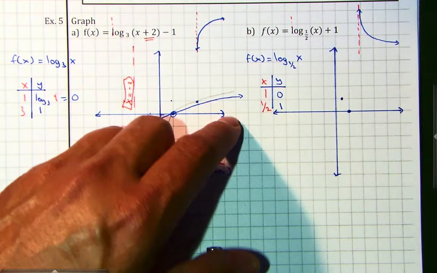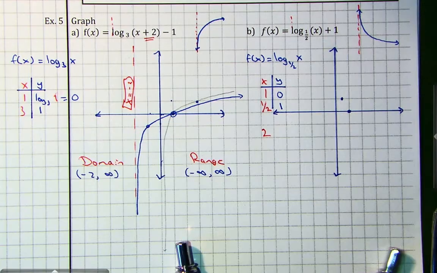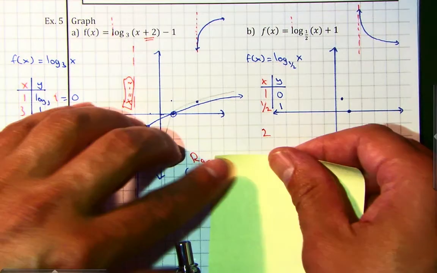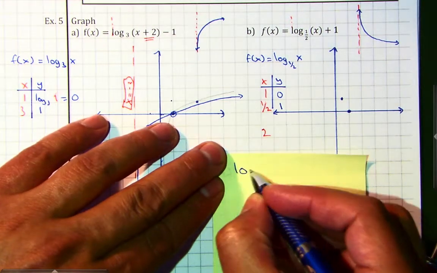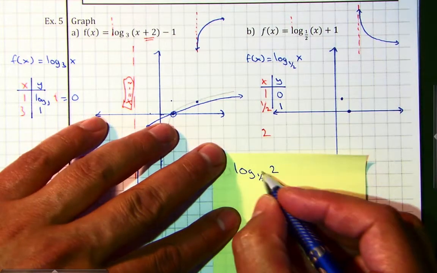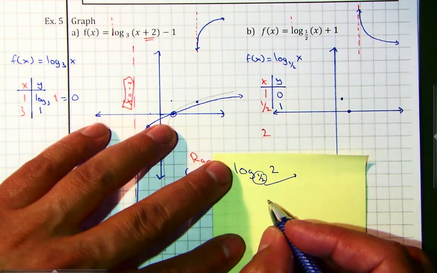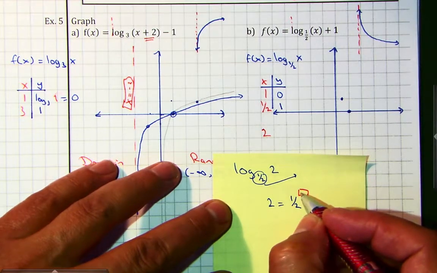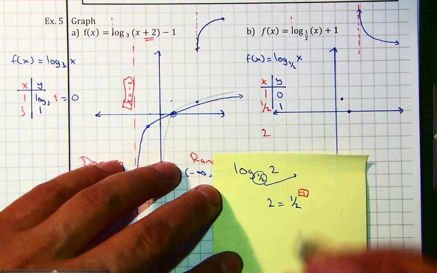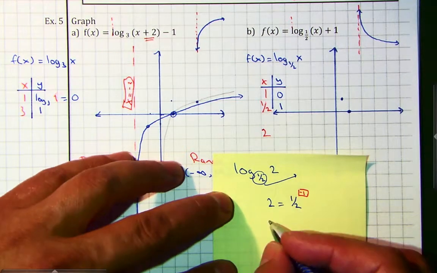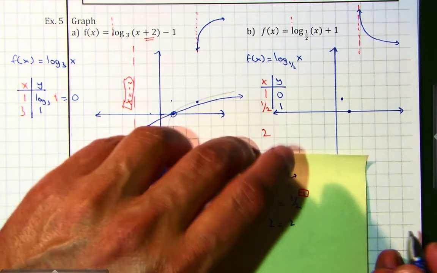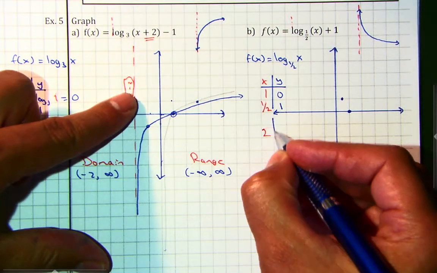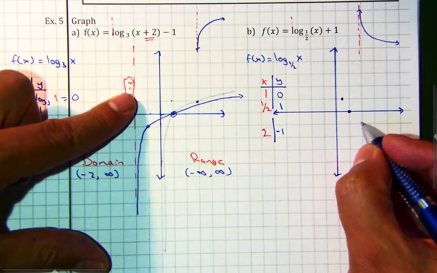If you plug in a 2, what will it give you? That is a good question. Think about it. What is log base 1/2 of 2? 1/2 to what exponent gives you 2? Negative 1, correct? Because basically you just have to take the reciprocal, so it gives you 2. So plugging in 2 gives you negative 1.